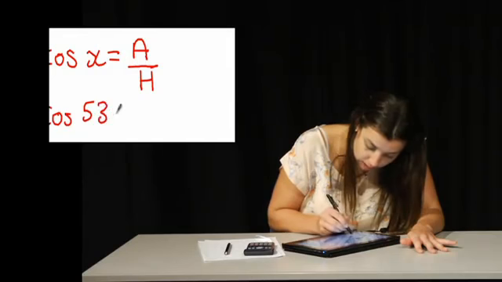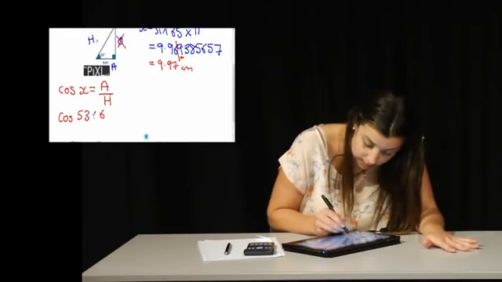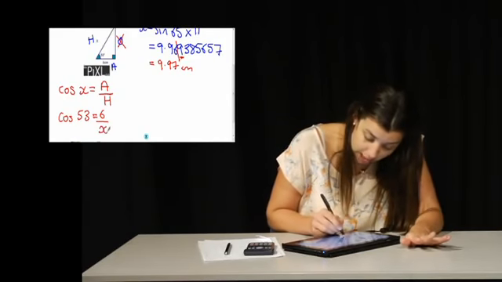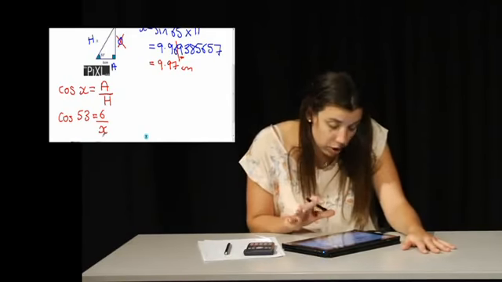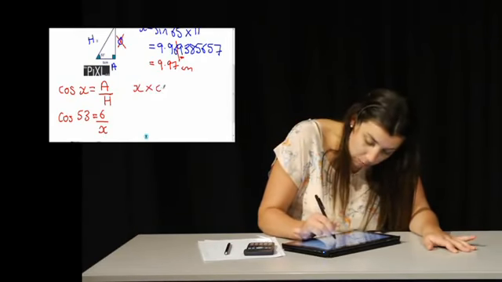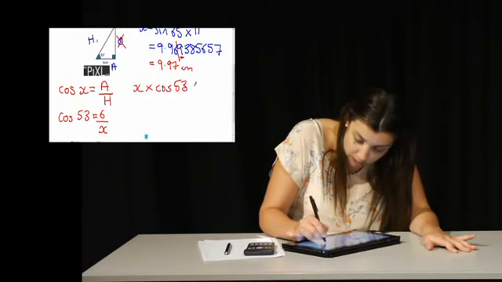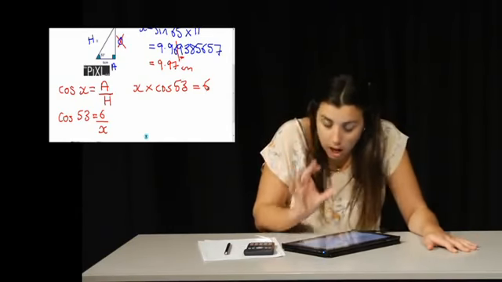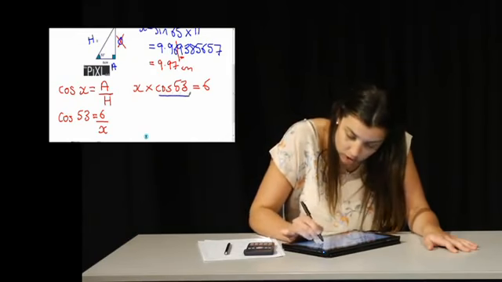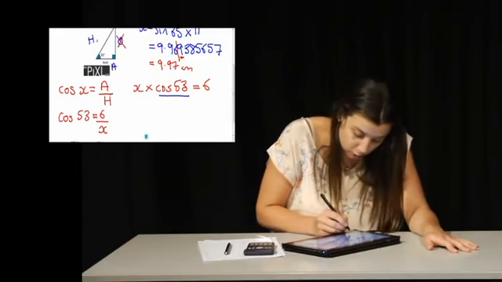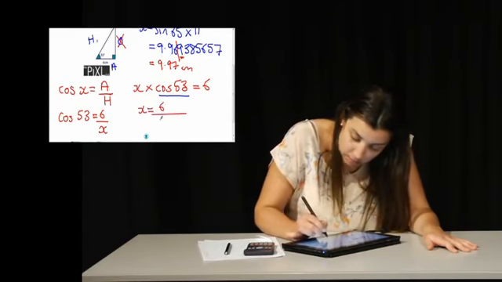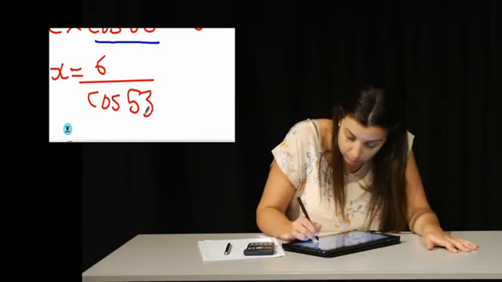A comes first. C-A-H. Substitute in your values. Cos 53 equals A. What's A? 6. Divided by H, we don't know if that's what we're finding out, X. Okay, X is on the bottom now, so we're going to need to do some rearranging. So we can go X multiplied by cos 53 equals 6. We then need to isolate X. We want X on its own. So this here, our cos 53, needs to be divided through. So we have X equals 6 divided by cos 53.